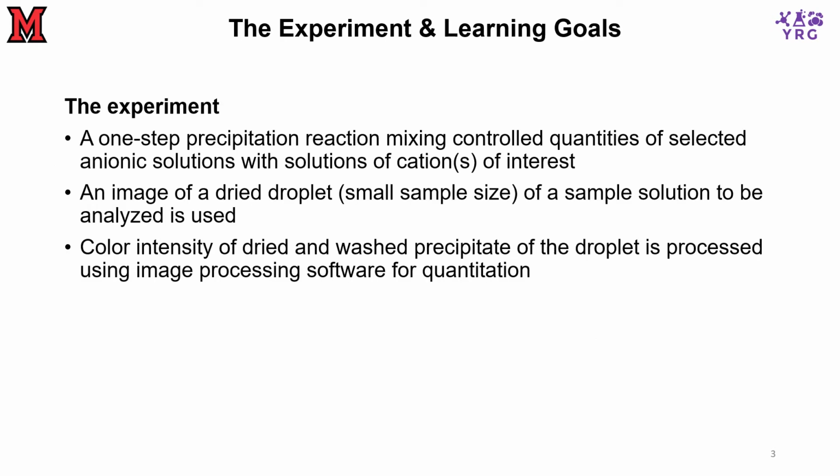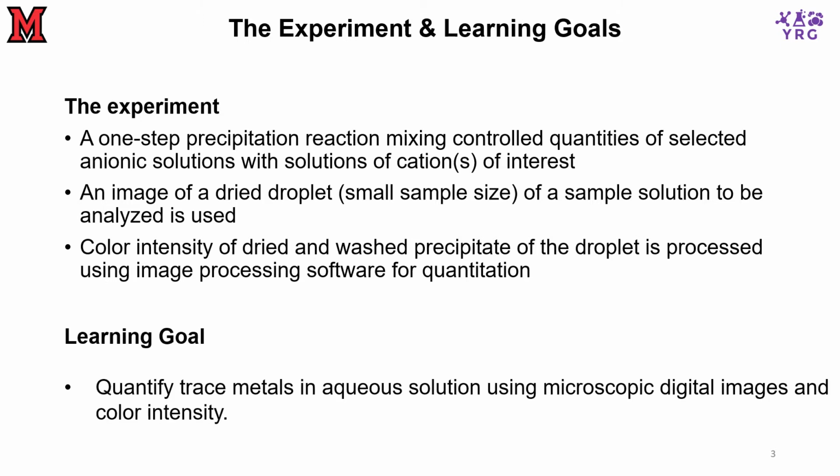The design experiment is a one-step precipitation reaction after which a 1 microliter aliquot of the solution mixture is taken and dried. To isolate the compound of interest, the dried precipitate is washed with DI water and imaged again. The color intensity of the dried image is then processed using ImageJ open source software.